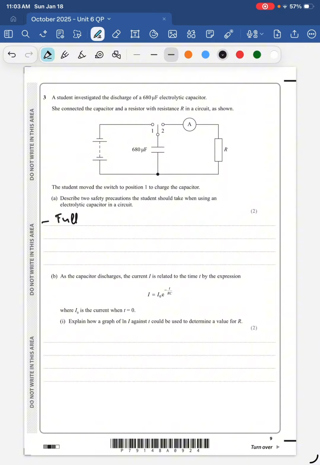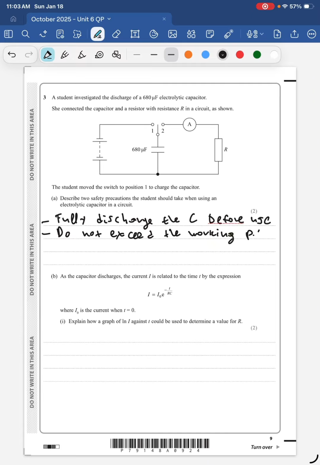Okay, so fully discharge the capacitor before use. It's always good with capacitors. Okay, what else can we write? Do not exceed the working potential difference. Correct polarity always helps.